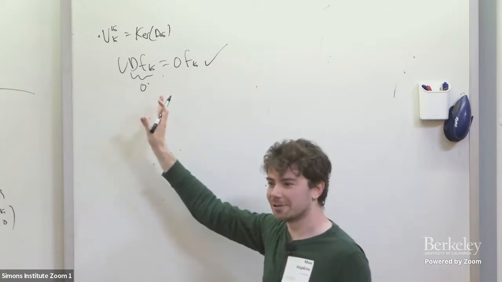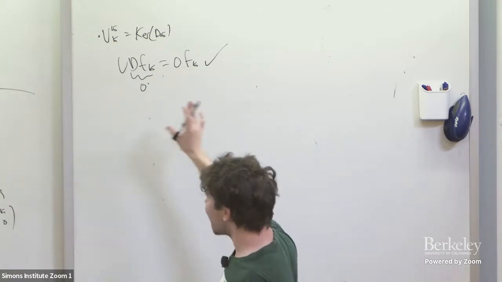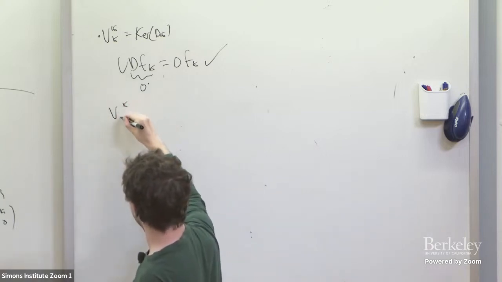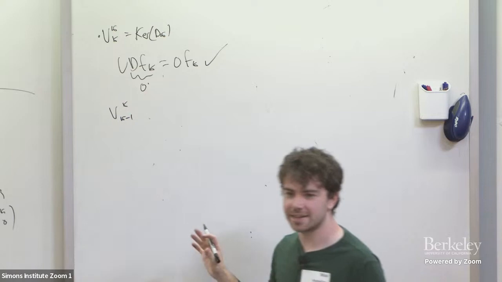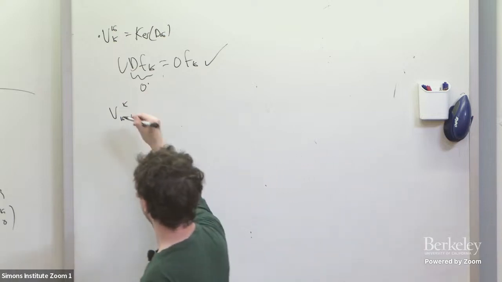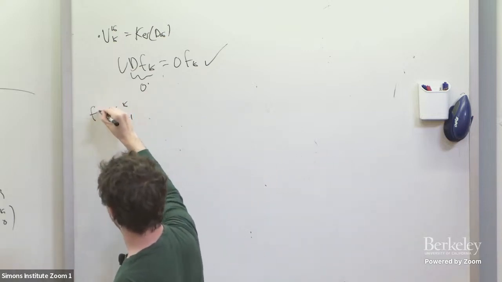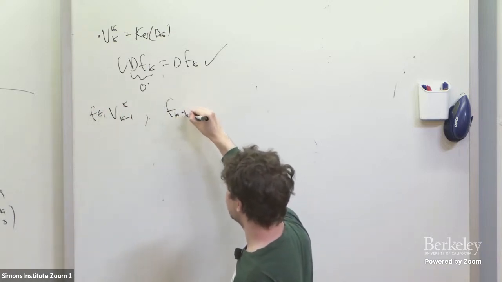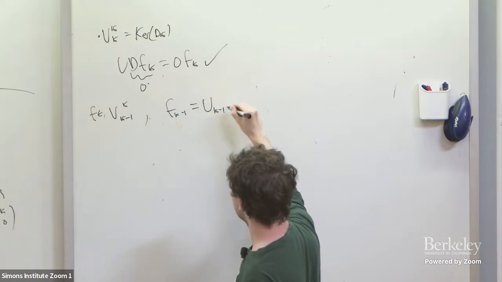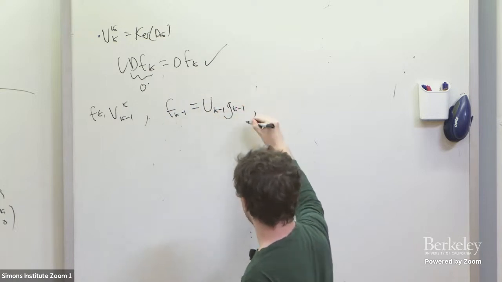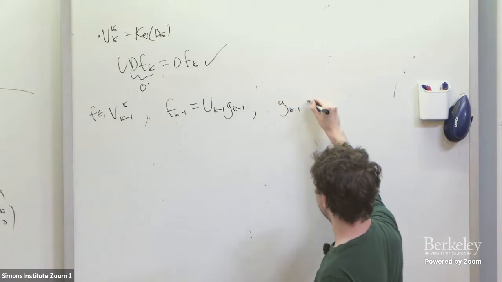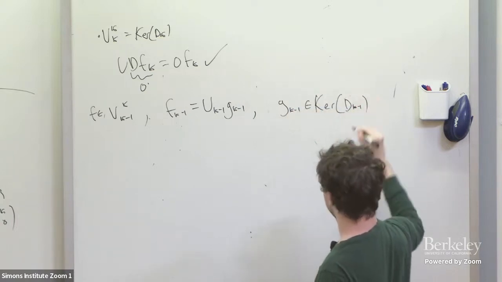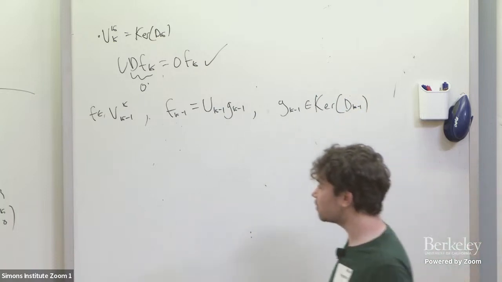Okay, this was sort of the trivial case, but it's not far from what we're actually going to do to prove the general case. In fact, I'm just going to do V_k^{k-1}, and the rest of the cases will follow basically exactly the same argument. So now let's say I have f in V_k^{k-1}. In other words, f_{k-1} is equal to U_{k-1} g_{k-1}, where g_{k-1} is in the kernel of the down operator. Right, this was the definition of our space.